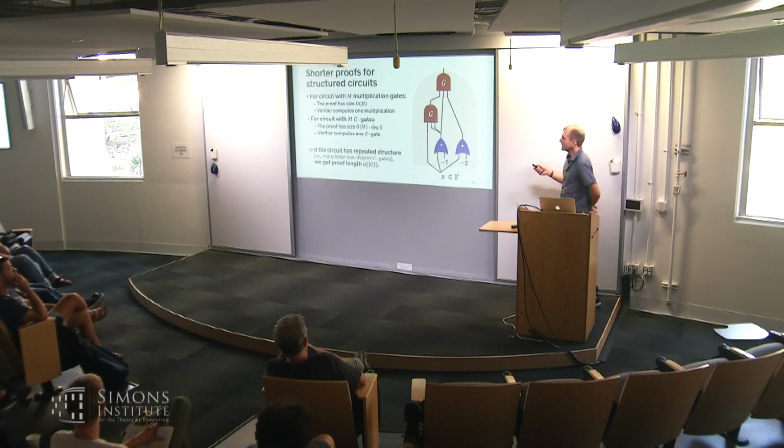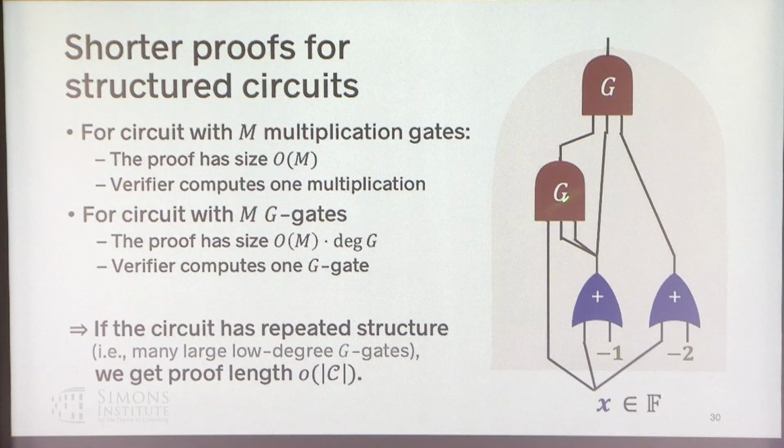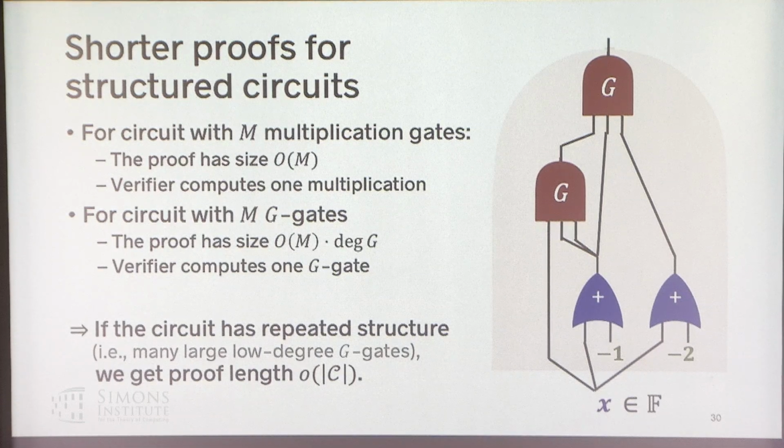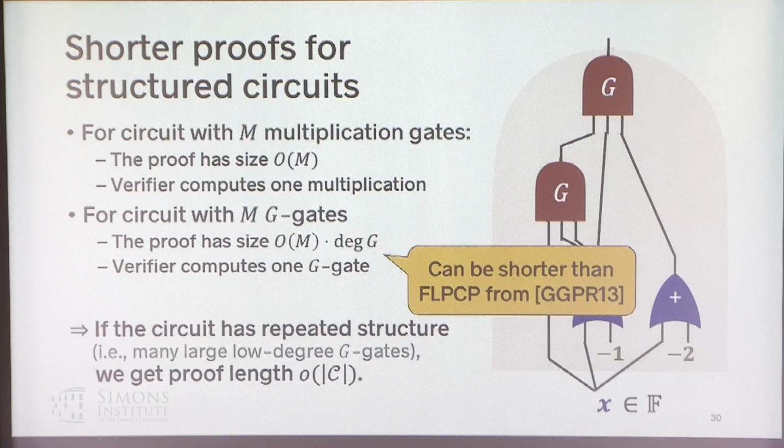Right. So what you can do is if your circuit has structure, so say it has a repeated gadget that's used in a bunch of places, call it G gate, then the proof size actually scales. If you just generalize the construction I just showed, the proof size ends up looking like the number of these G gates times the degree of the G gate. So if your circuit has a repeated subcircuit in it many times, and you're lucky and that repeated subcircuit has low degree, then you get a short proof. In particular, could be sublinear in the circuit size.